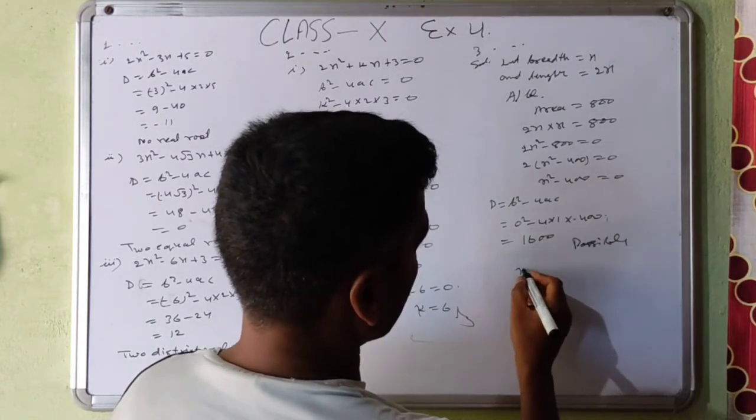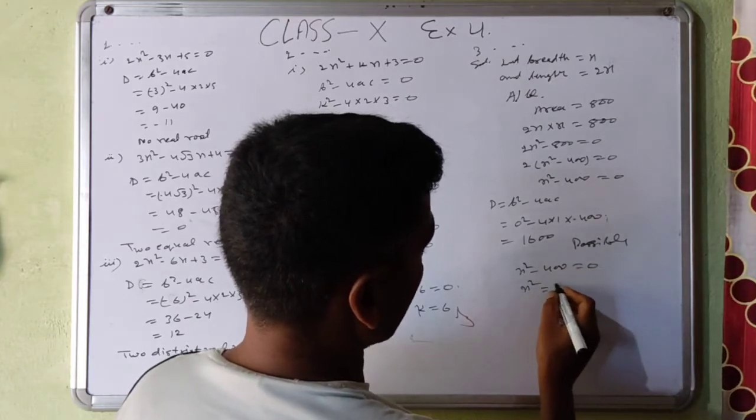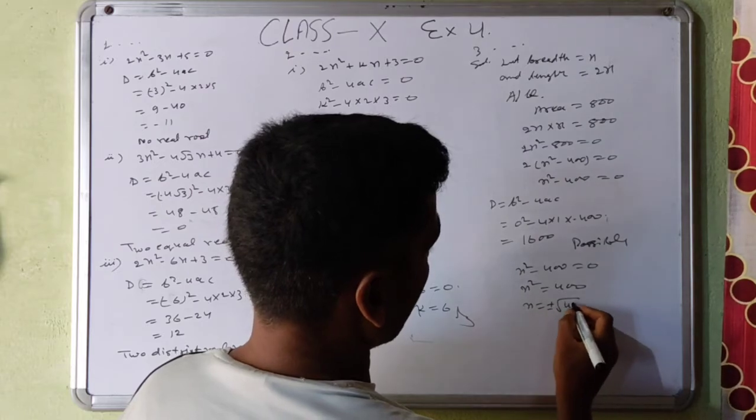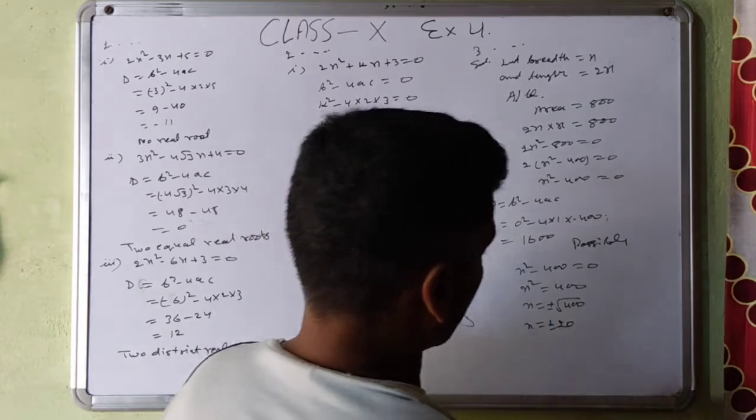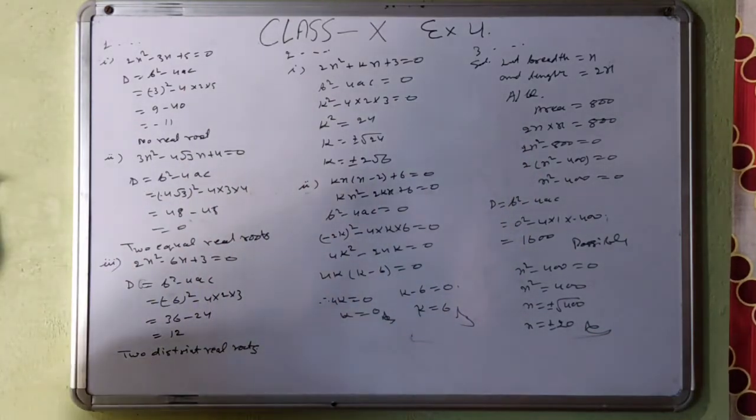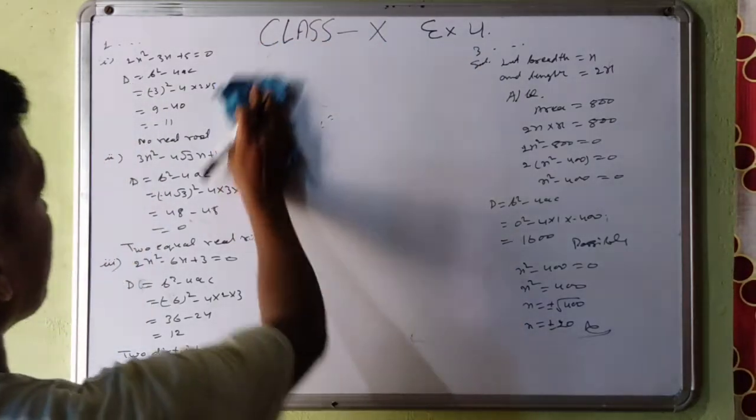And then we will solve this equation. x square minus 400 is equal to 0. So x square is equal to 400. So x is equal to plus minus under root 400. So that will be plus minus 20. This will be the answer, in plus and also minus. And two questions are left here.